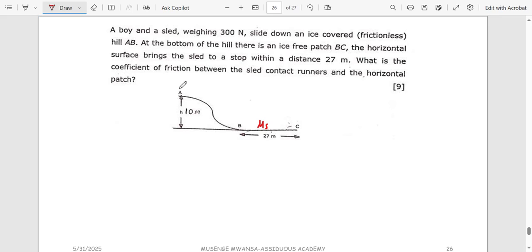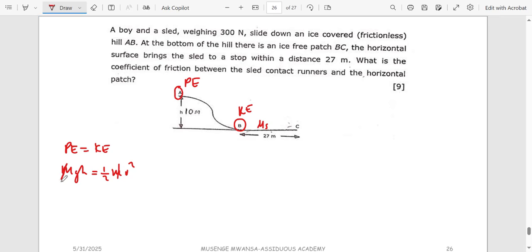So for conservation of energy, look at the energy at the top and the energy at the bottom. So we are going to first take A and B alone. So at the top A, you only have potential energy there. Because the hill is frictionless, by the time you are reaching B, all the potential energy is converted to kinetic energy. So therefore, potential energy is going to be equal to kinetic energy. And potential energy is given by mgh, and that will be equal to half mv squared.